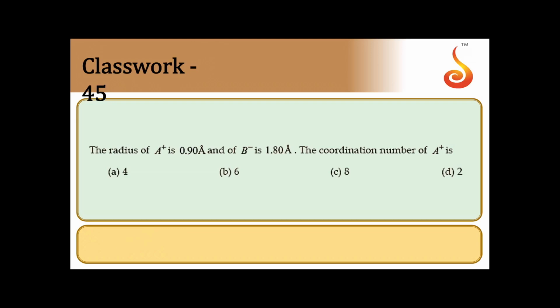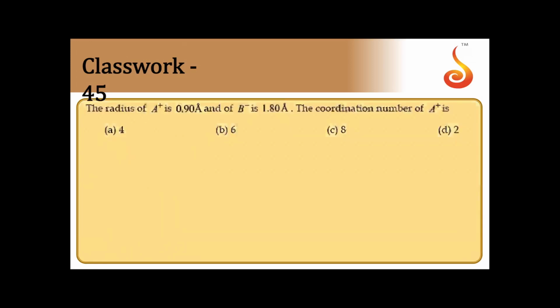45. The radius of A+ is 0.9 angstroms and B- is 1.8 angstroms. What is the coordination number? Coordination number depends upon the radius ratio of cation to anion. So here, cation to anion: cation is given as 0.9 and anion is given as 1.8. The value comes to 0.5.